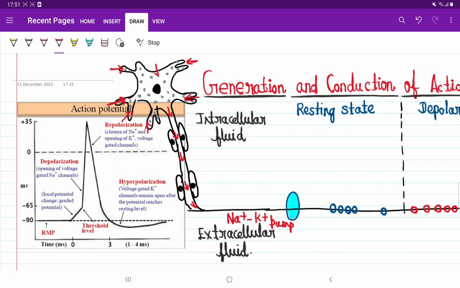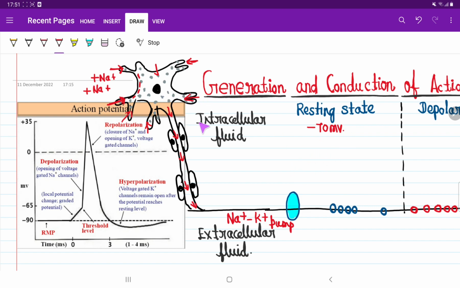Before accepting a stimulus, scientists have observed that when a neuron is at resting state, the charge across the plasma membrane is about minus 70 millivolt. That means inside the neuron, the charge will be negative. And outside the neuron, the concentration of sodium ion is very high, so obviously outside the neuron it will be positively charged.